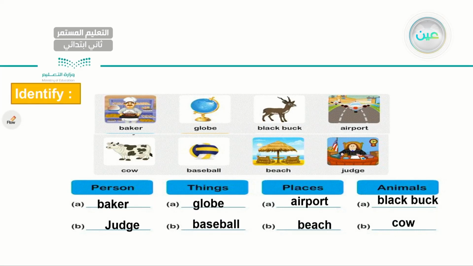So let's read our categories one more time. For person, we name baker and judge. For things, we name globe, baseball. For places, we have beach and airport. For animals, I have black buck and a cow.